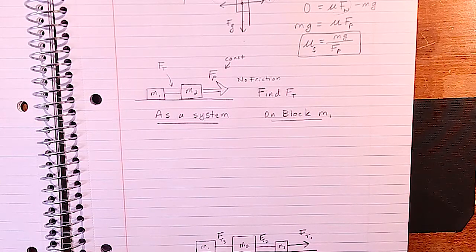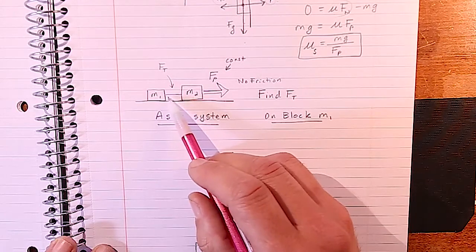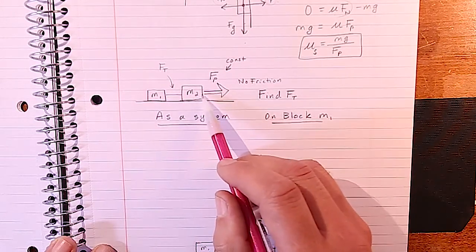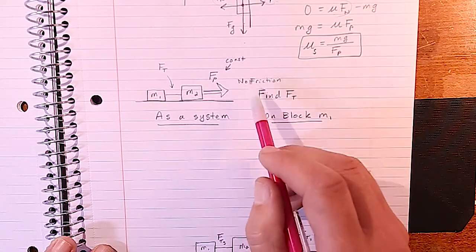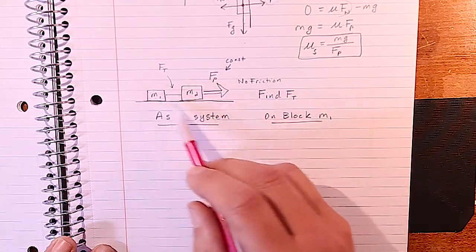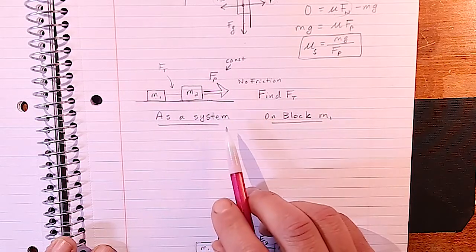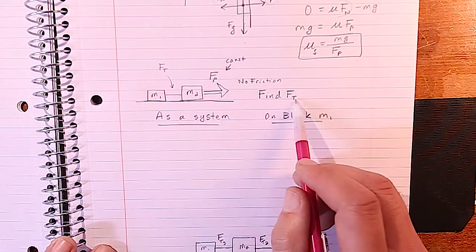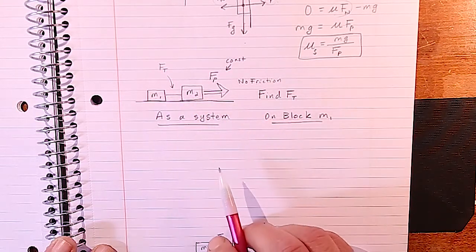In this next question, we have two blocks connected by a cord, and the mass 2 has a force of pull on it, and we're saying that there's no friction anywhere involved. So we know that this system is going to accelerate. And the question is, find the force of tension between these two blocks on this cord right here.